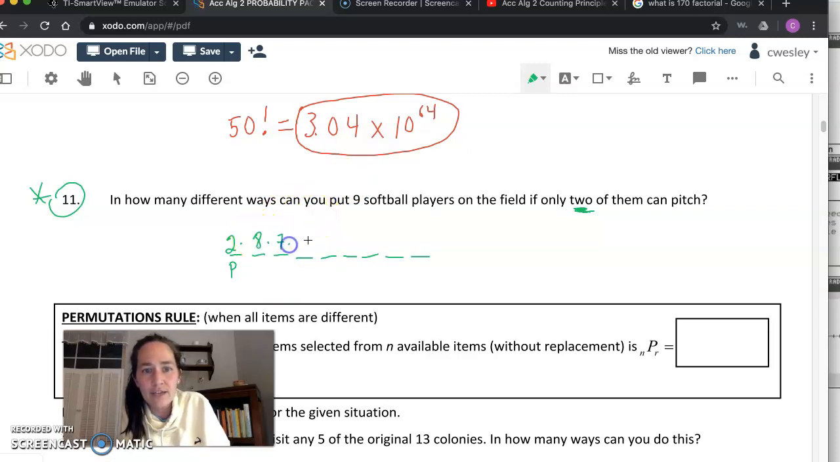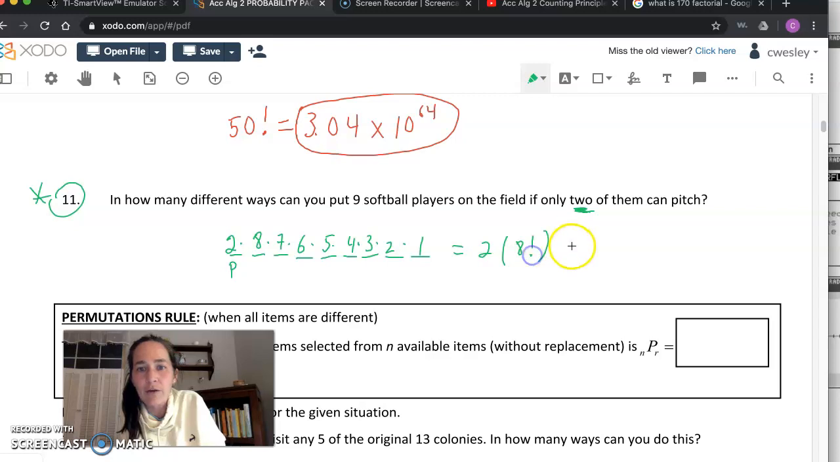8, 7, 6. You do see a factorial in this one, but it's like 2 separate parts to the question. One part is 8 factorial for all the other players, and the other part is a 2 for the number of guys that you have to pitch. So 2 times 8 factorial, do a quick type in, and you get 80,640 ways. So big numbers we're coming up with here.